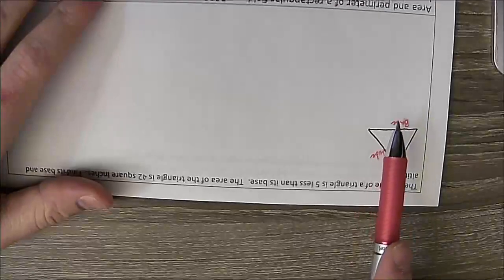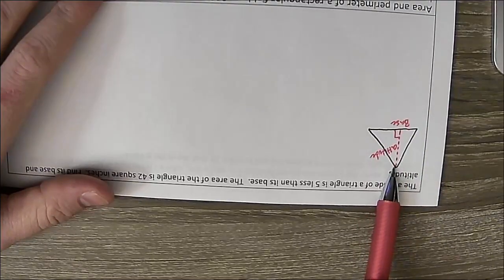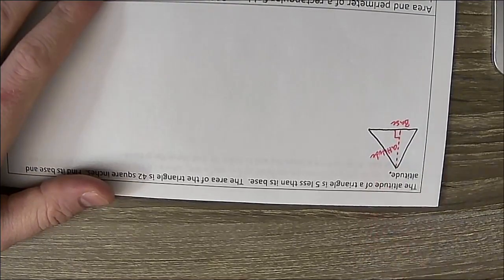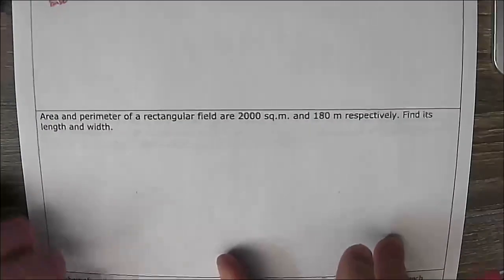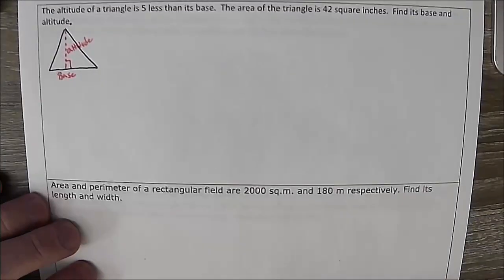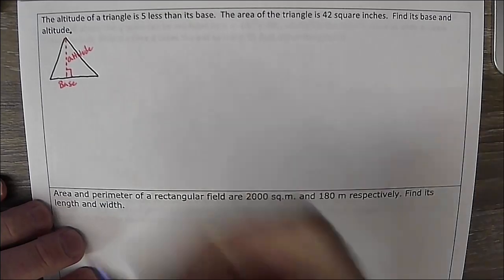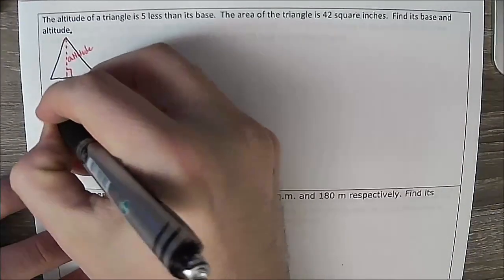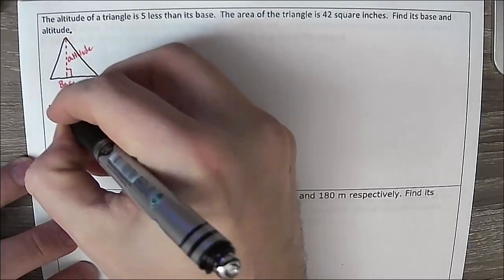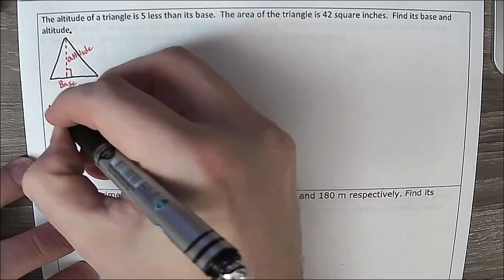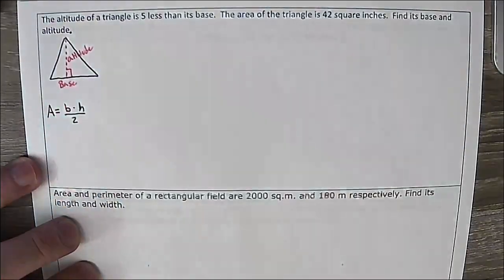So if I spun my page, even though this line is no longer on the bottom, it's still called the base. If it was upside down, that's still the base, even though it's not on the bottom. It's all based on this right angle right there. Okay. What else do I know about triangles in general? Well, I know that I can find the area of a triangle by taking base times the height, dividing that by 2.